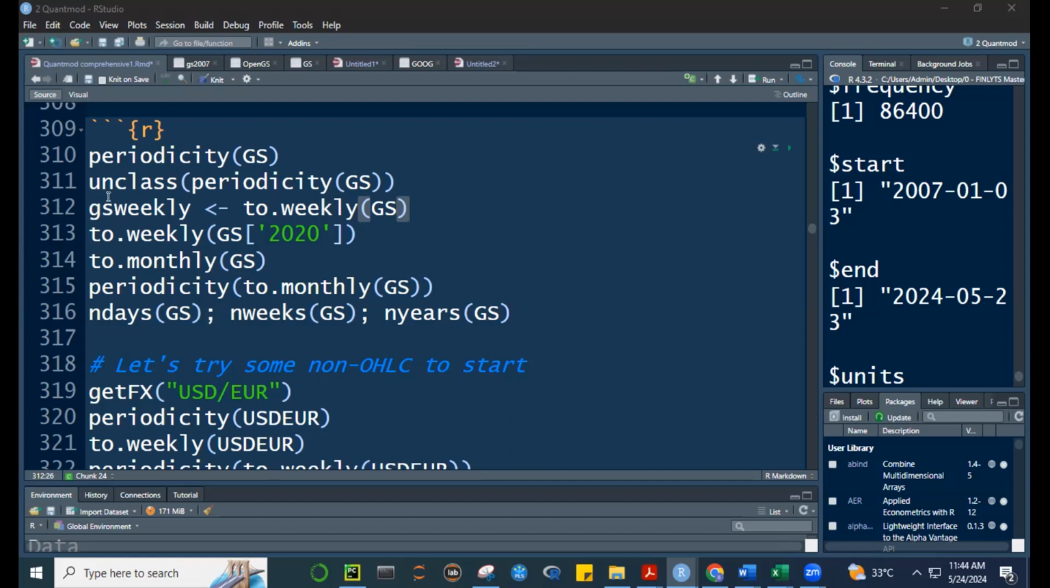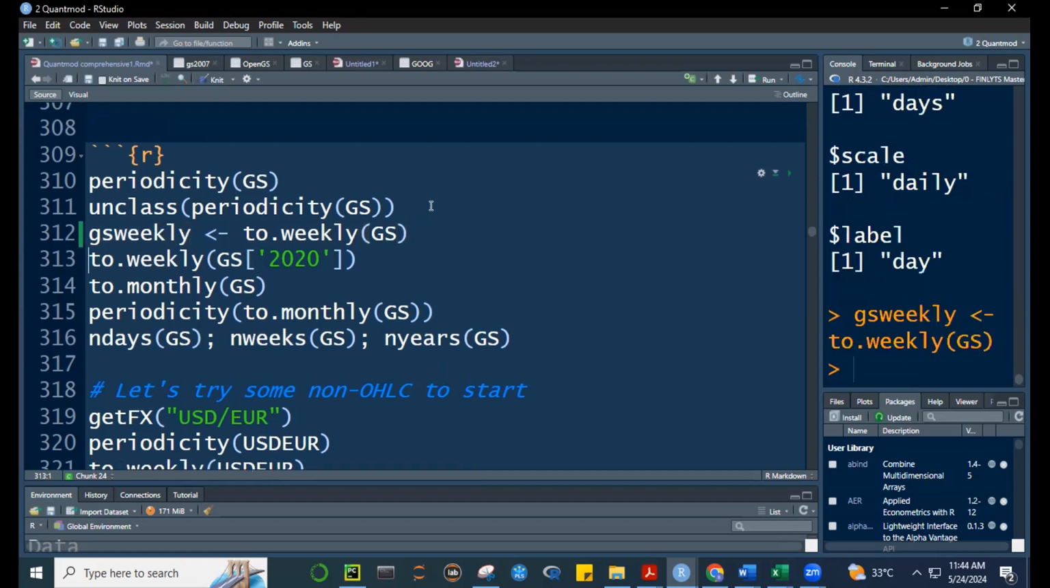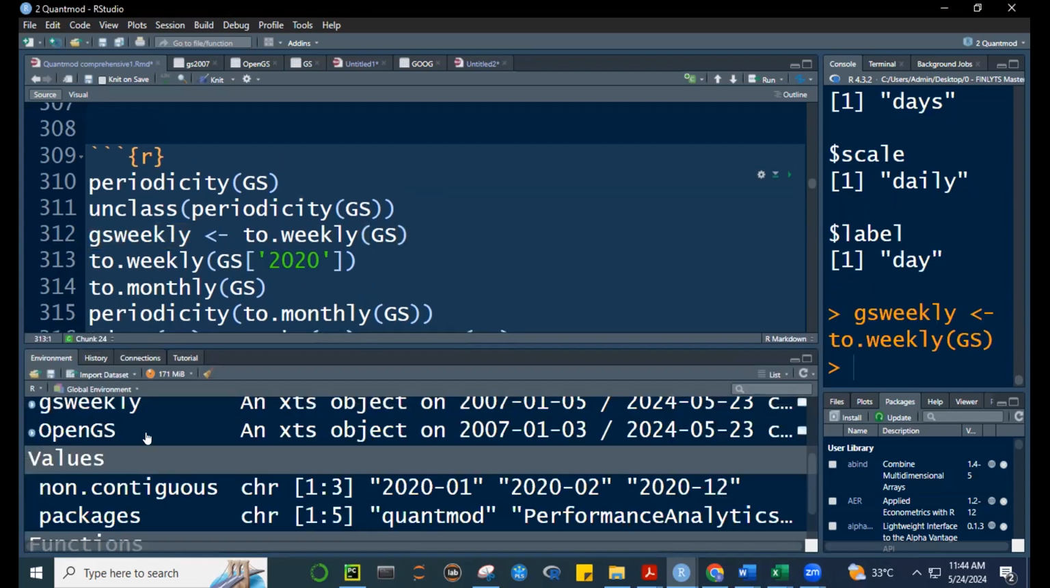All right. So here we can create a data set that only contains weekly. For example, I'm creating this object GS weekly, and it will generate weekly data for GS. I think we did this last time, but let me just run that. And then here you go. We now have GS weekly here.